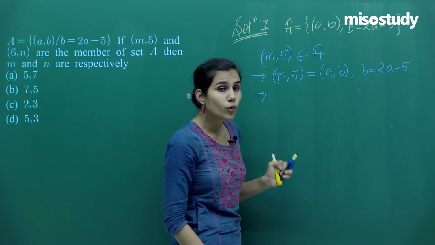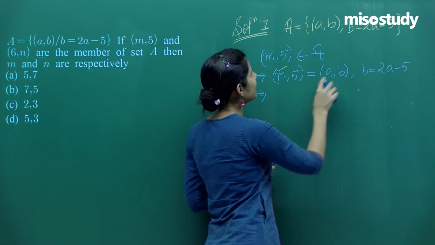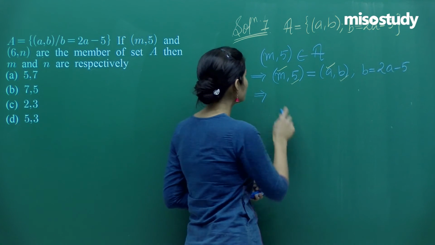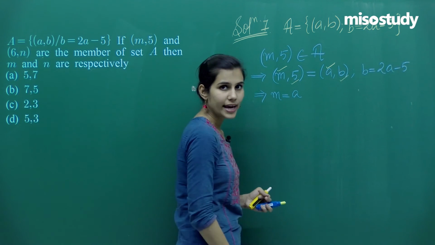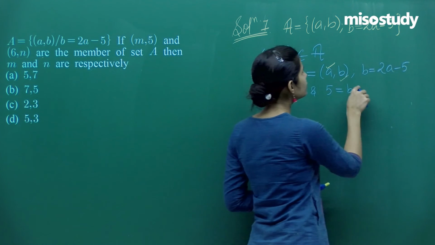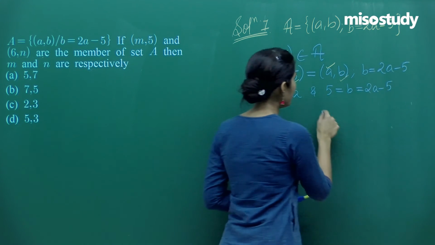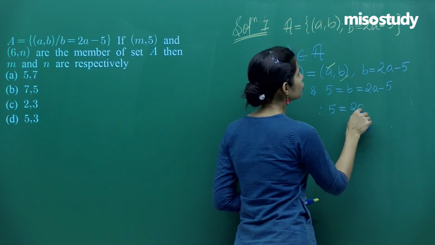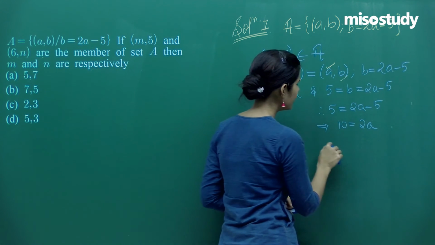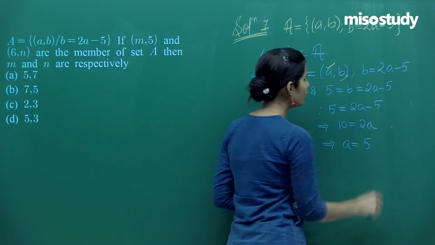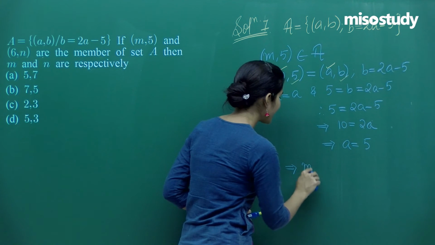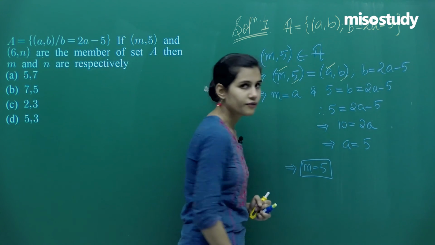Two tuples are equal only when the first entry is equal to the first entry and second entry is equal to the second entry. So this implies that my M is equal to A and 5 is equal to B. But B is equal to 2A minus 5. And therefore, 5 is equal to 2A minus 5, which implies 10 is equal to 2A, which implies that A is equal to 5. But my A is equal to M, and so I get my M is equal to 5.